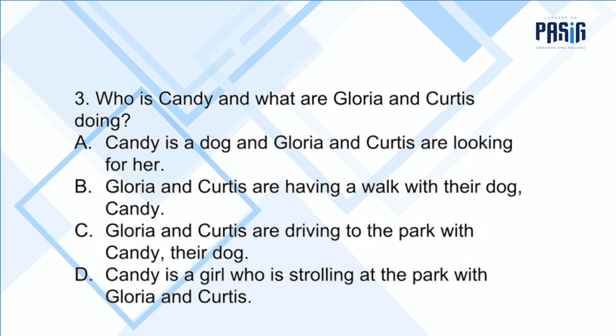Number 3. Who is Candy and what are Gloria and Curtis doing? Letter A. Candy is a dog and Gloria and Curtis are looking for her. Letter B. Gloria and Curtis are having a walk with their dog, Candy. Letter C. Gloria and Curtis are driving to the park with Candy, their dog. Or letter D. Candy is a girl who is strolling at the park with Gloria and Curtis.